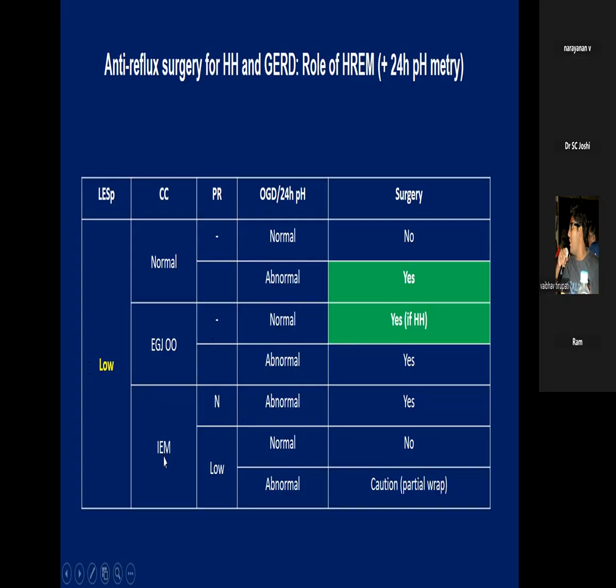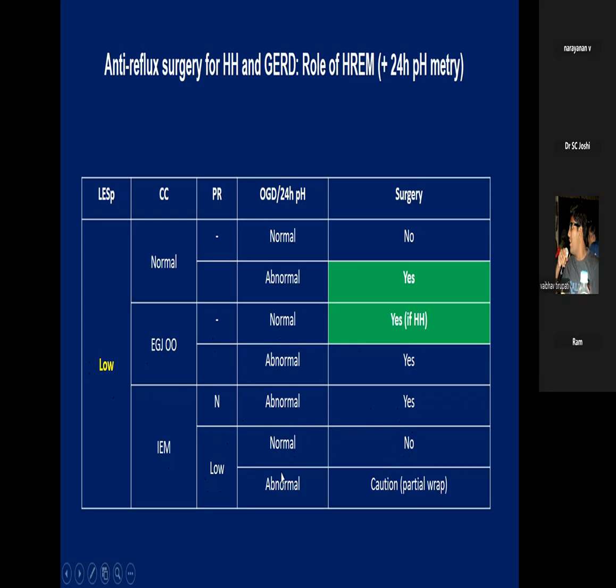In the presence of IEM, this remains the same, and you do not go and operate on a patient just because his LES pressure is low when his Chicago classification shows an ineffective esophageal motility and a low peristaltic reserve in the presence of a normal 24-hour pH. Do not operate on that patient.